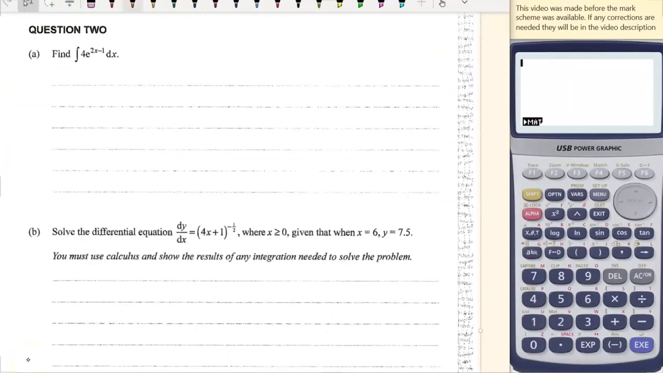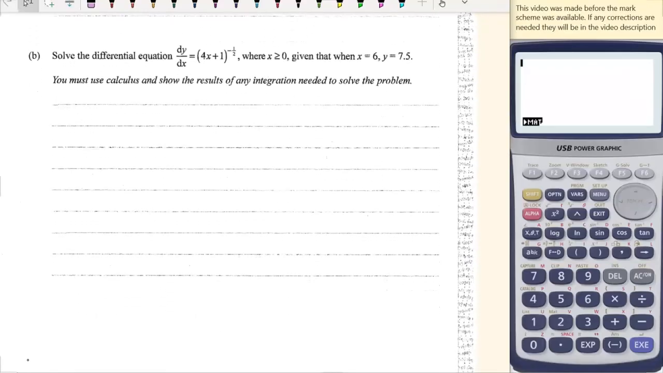Right, question 2, we are integrating this e function. So the e part doesn't change when we integrate, but we do need to account for the derivative of the inside, so we need to divide by that 2. So 4 divided by 2 is 2, and then plus c.